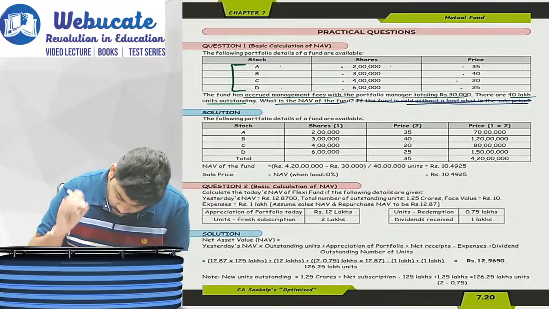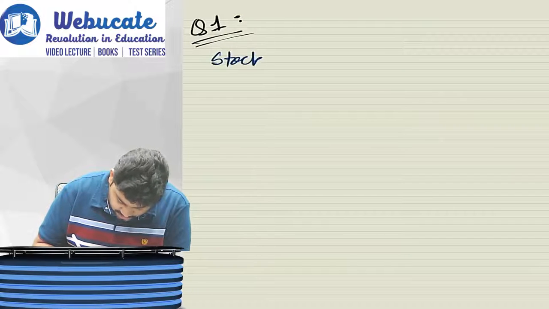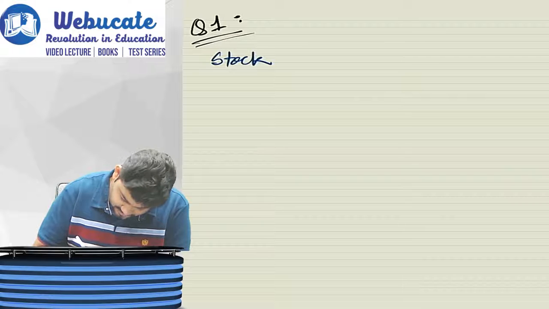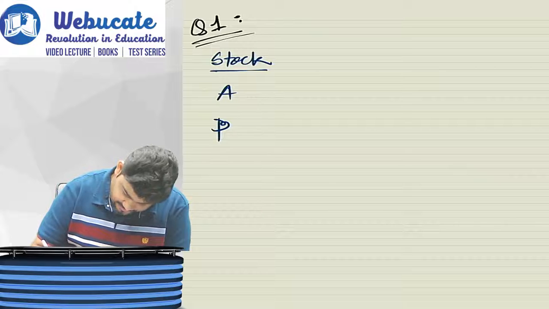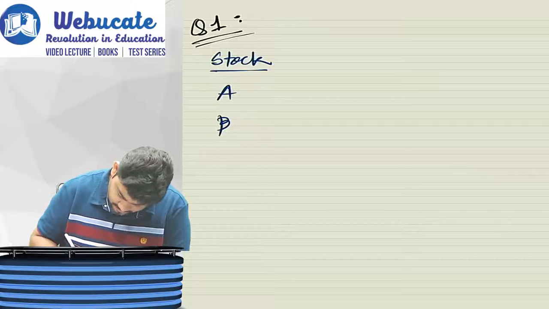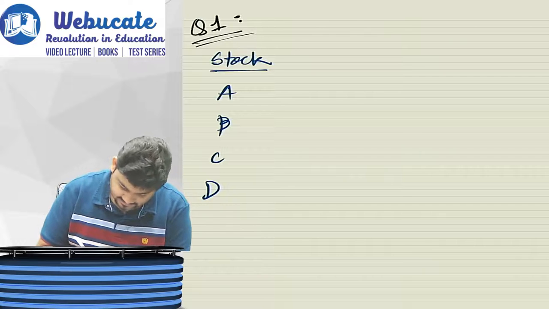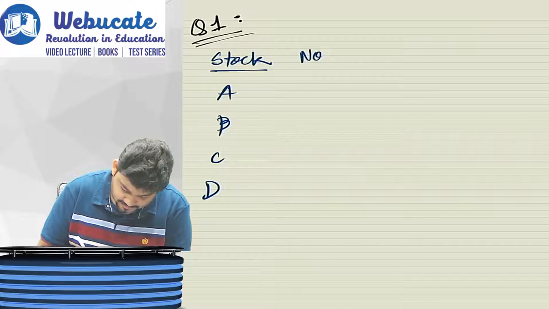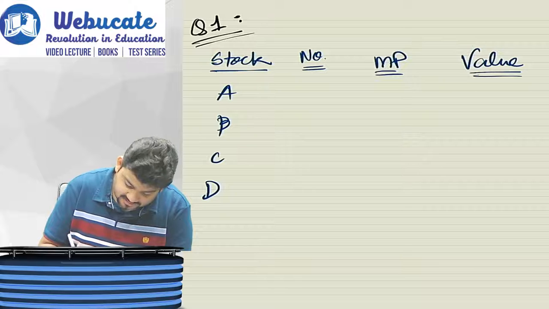We have four shares with us. So we have four stocks with us: Stock A, B, C, and D. Okay. Number, market price will give us value.